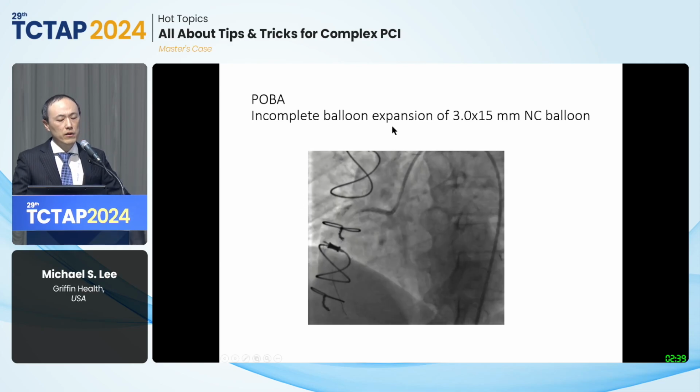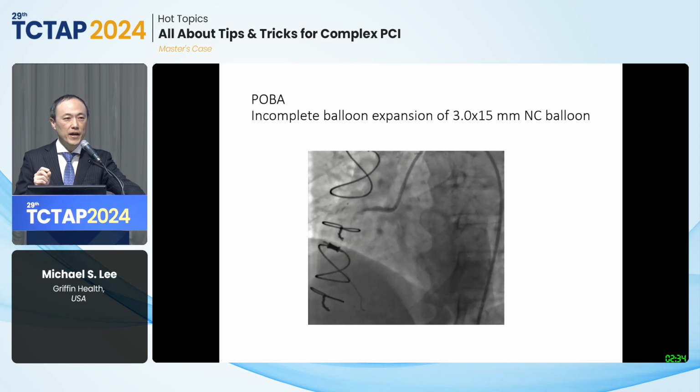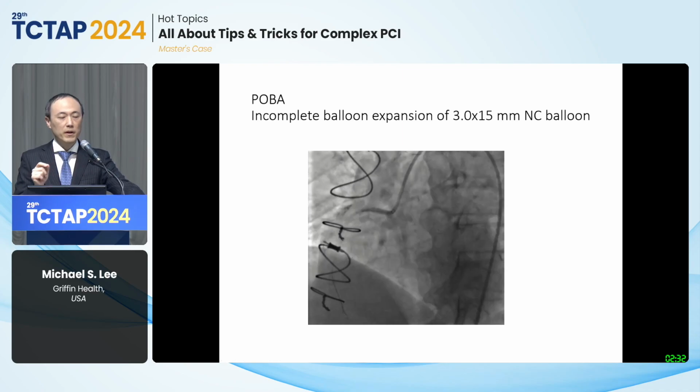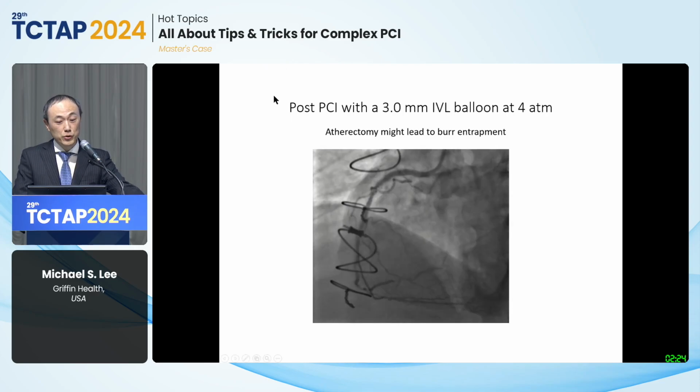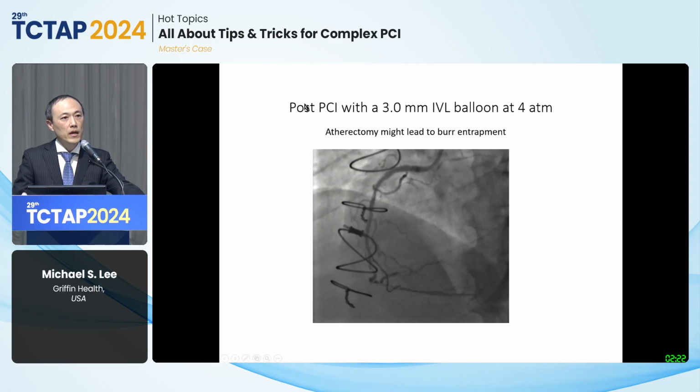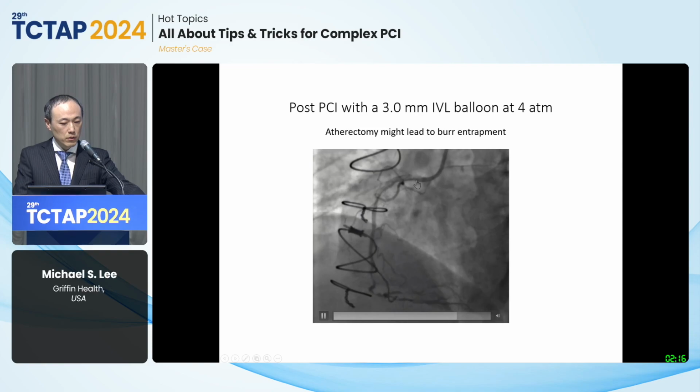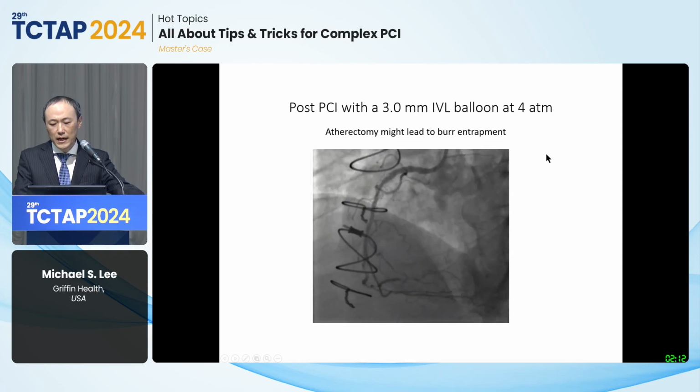So what are some other options? Well, I thought in this situation, rotational atherectomy or orbital atherectomy was not a great idea just because of the risk of a burr or crown entrapment. What I thought would be the best option would be to use intravascular lithotripsy. So think about inflating a balloon at 4 atmospheres. It's going to be very atraumatic. Just at 4 atmospheres, look how the balloon profiled. It got the stent fully expanded. Did an ideal job for this case.